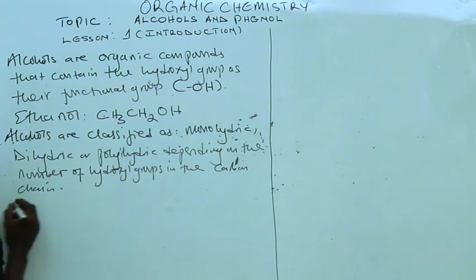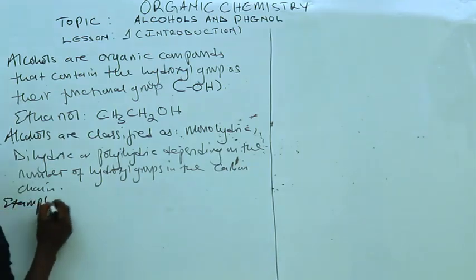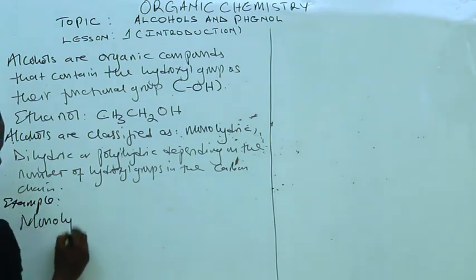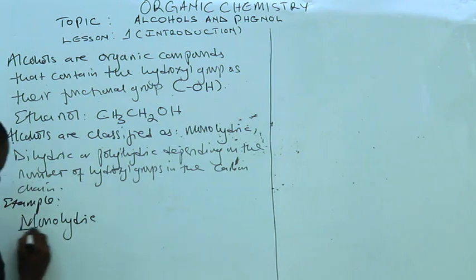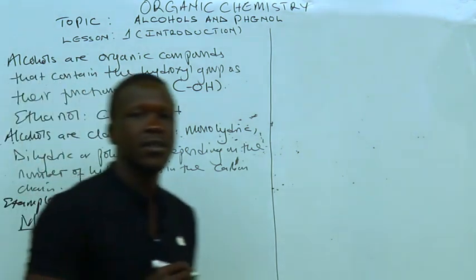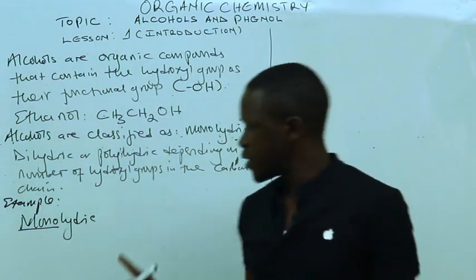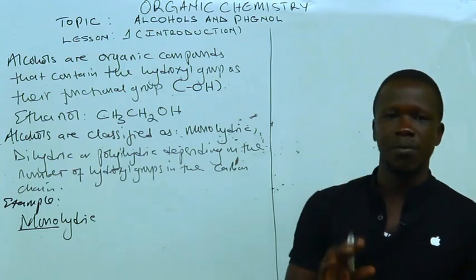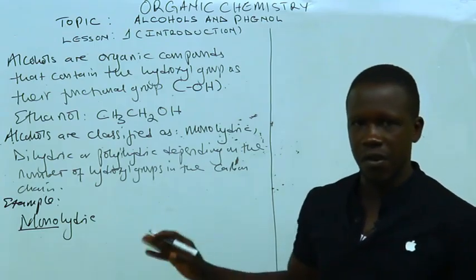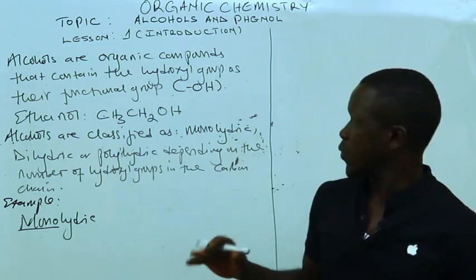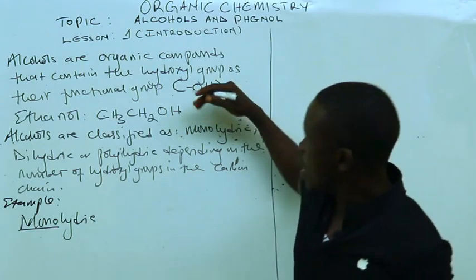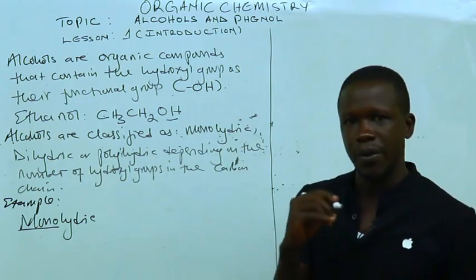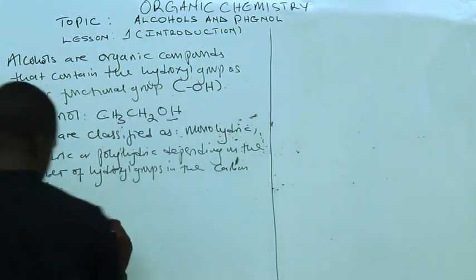For example, if we look at the monohydric, because of the word mono, that prefix simply means these alcohols have only one hydroxyl group attached within the carbon chain, and these are very common, including our own ethanol. One hydroxyl group attached in the carbon chain, the compound will be called a monohydric alcohol.